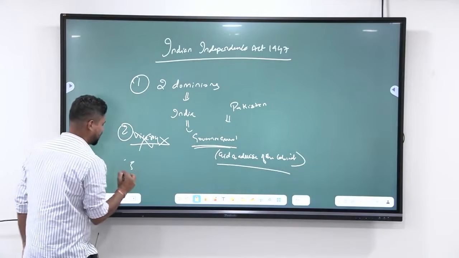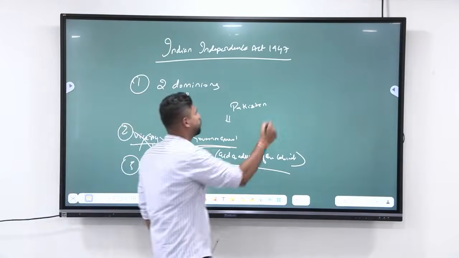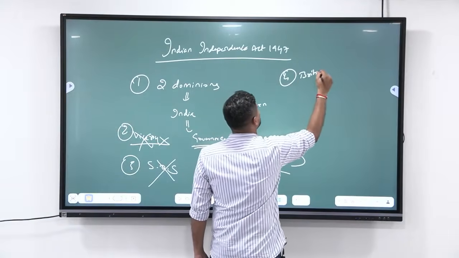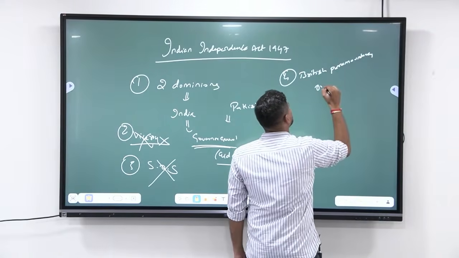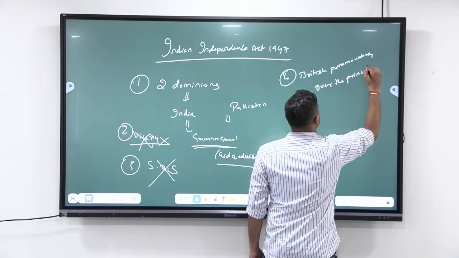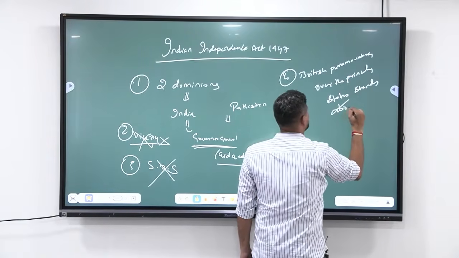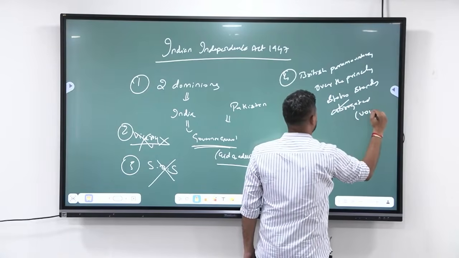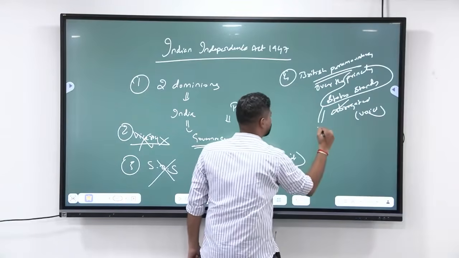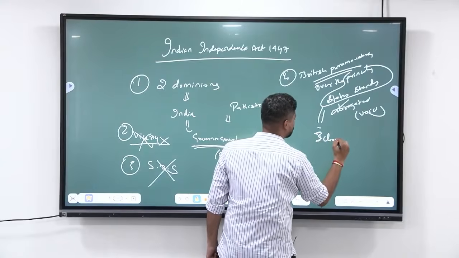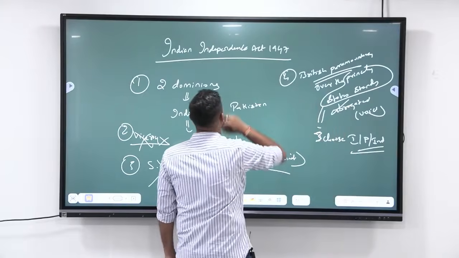The third is they'll also remove the position called Secretary of State. Secretary of State is also not there. The fourth is the British paramountcy over the princely states stands abrogated. That means it is void. They are no more coming under the British paramountcy. So the princely states can choose either to join India or Pakistan or remain independent. That is what this Indian Independence Act tells.